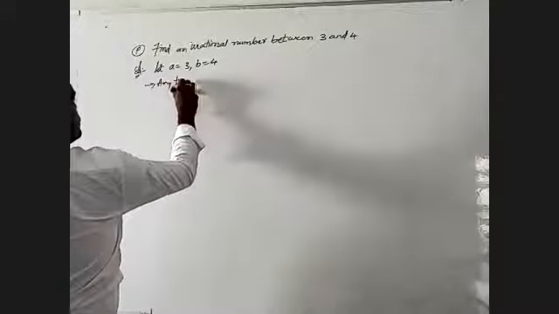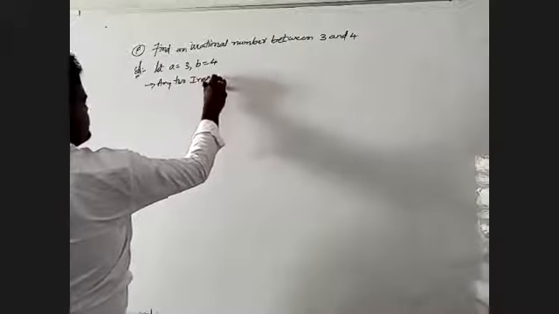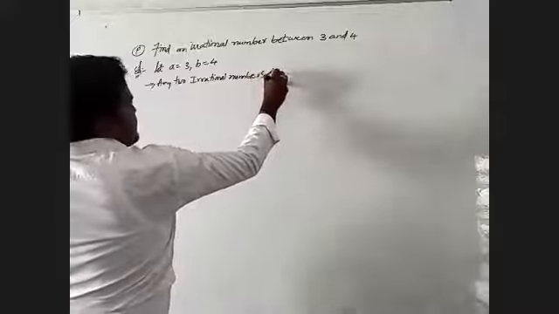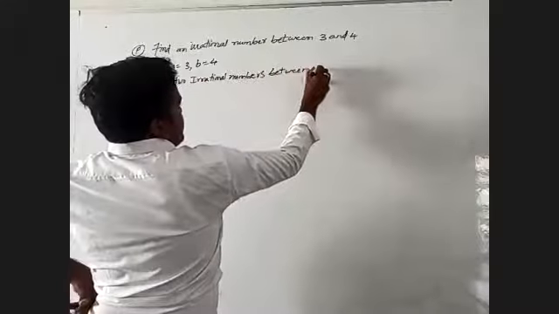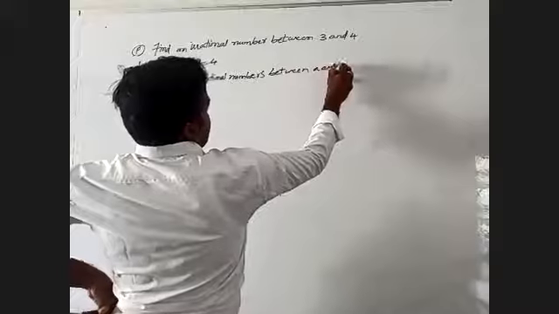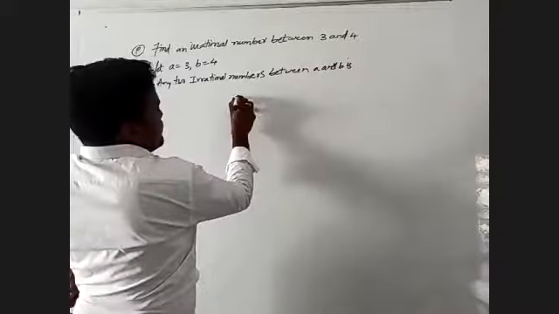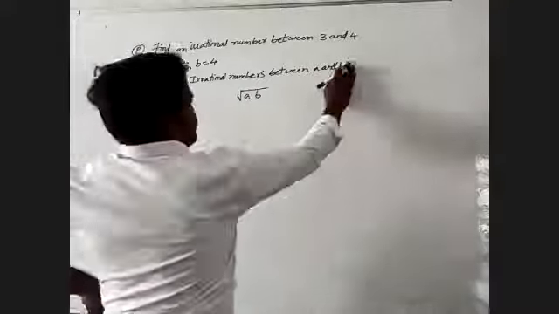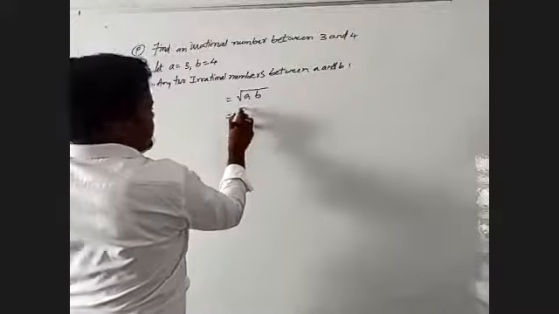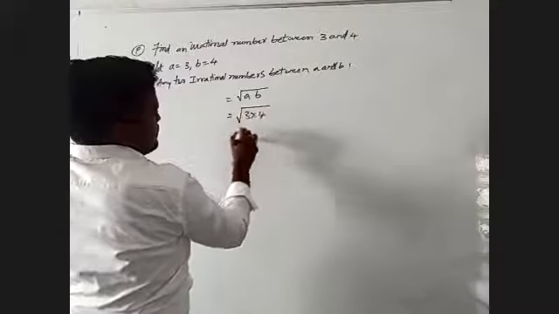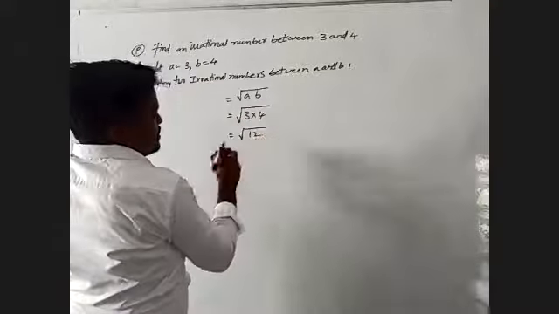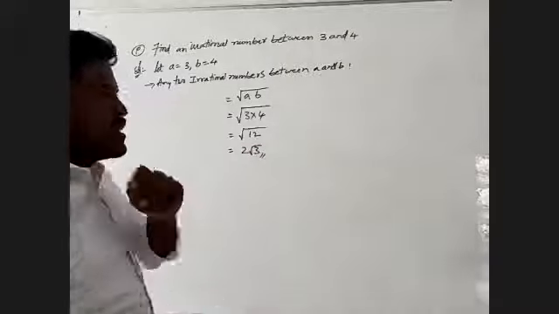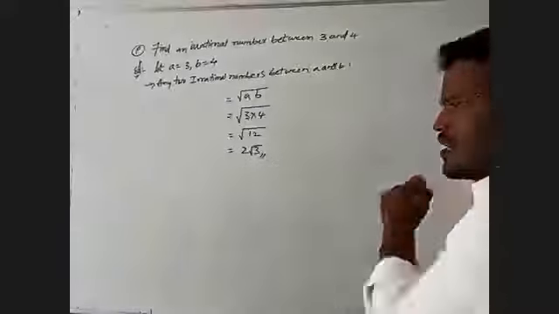Any two irrational numbers between A and B, the formula is root of AB. So we take root of 3 into 4, that means root 12, which is 2 root 3. We have to write that. Observe, the previous problem we have to solve differently.